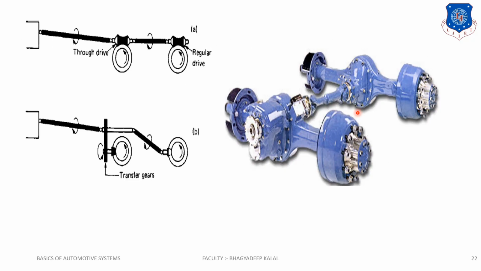That's why we use the two differential mechanisms, and between them a propeller shaft is used, and 50% power is transmitted to this rear axle and 50% to this trailing axle. Okay, this is the leading axle and this is the trailing axle. So this is our heavy duty tandem axle.